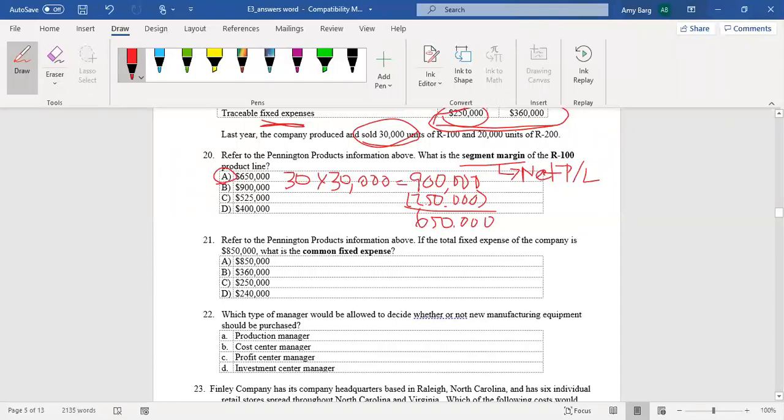So if we add those together, the 250 and the 360, we get 610. And we know that the total fixed costs are 850. So if we subtract out the 610, we get 240. That 240,000 is what is common to all the segments, not just the R100 or the R200. So the answer to 21 is D.